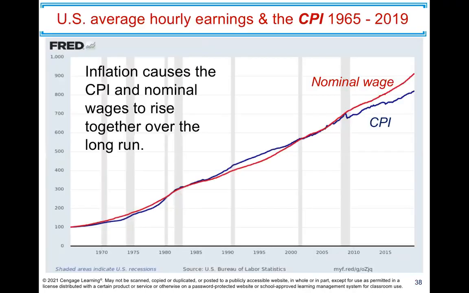So one last thing about this slide, notice that since these two things are going up more or less in tandem, don't forget that the real wage, which is nominal wage divided by CPI, is more or less the same and hasn't really changed over the long run. So by dividing these two numbers, one on top of the other, you get your real wage, and you can start to see that the real wage is pretty stable over time.